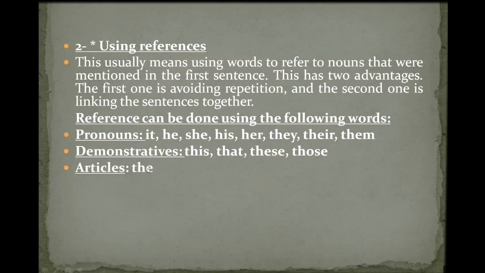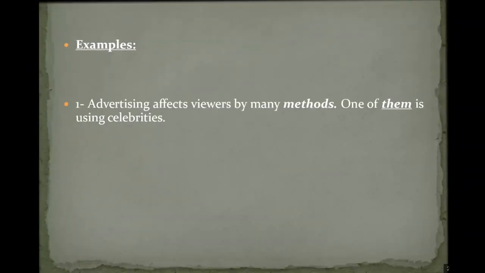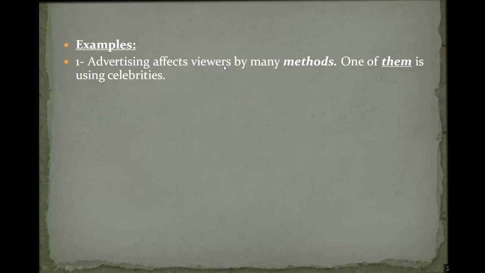You can use articles like the. If you refer to a noun and then you refer to the same noun again, you can say, the man who said this was a nice person. You can use words like previously, first, and so on. Let's see some examples. Advertising affects viewers by many methods. One of them is using celebrities. The word them here is a reference to the word methods. And this works better than just repeating the word methods another time.